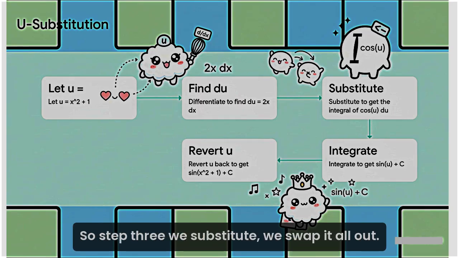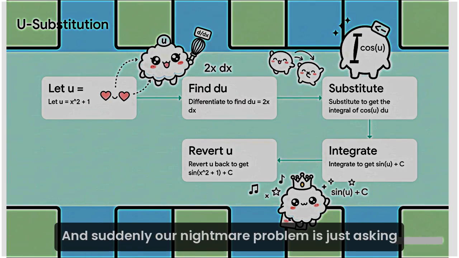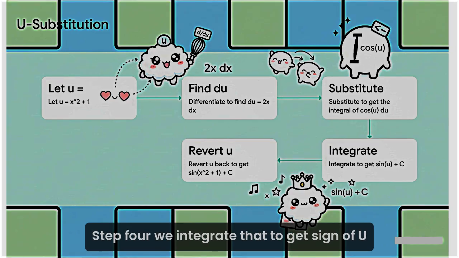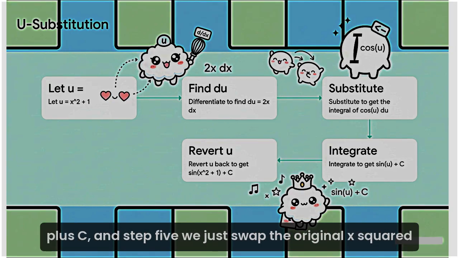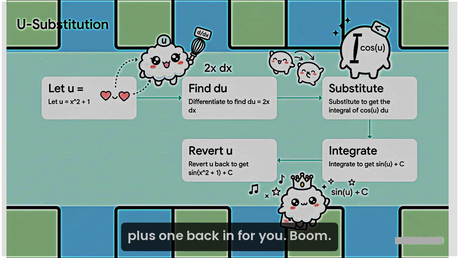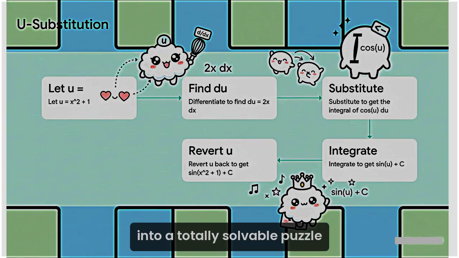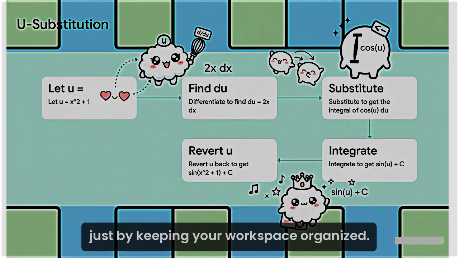So step 3, we substitute. We swap it all out, and suddenly our nightmare problem is just asking for the basic integral of cosine of u du. Step 4, we integrate that to get sine of u plus c. And step 5, we just swap the original x squared plus 1 back in for u. Boom! Your final answer is sine of x squared plus 1 plus c. You just transformed an advanced calculus problem into a totally solvable puzzle just by keeping your workspace organized.